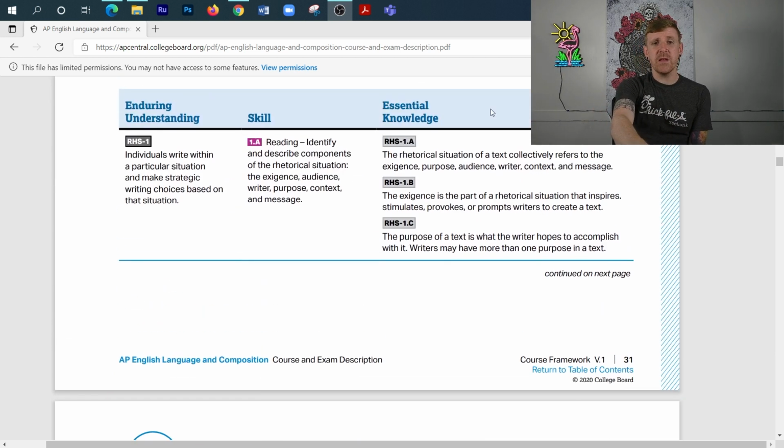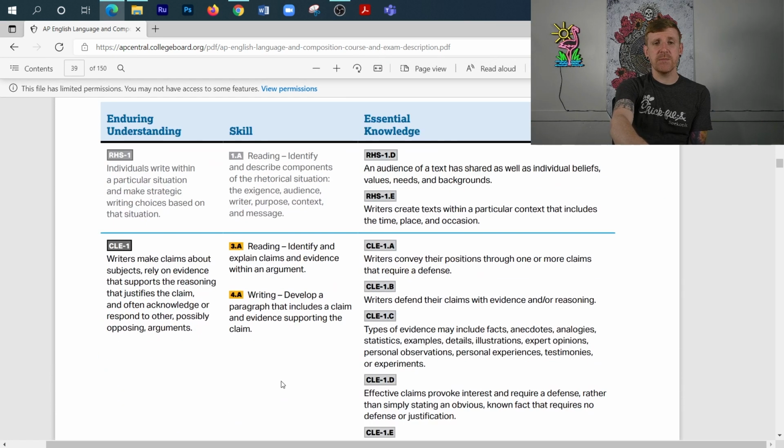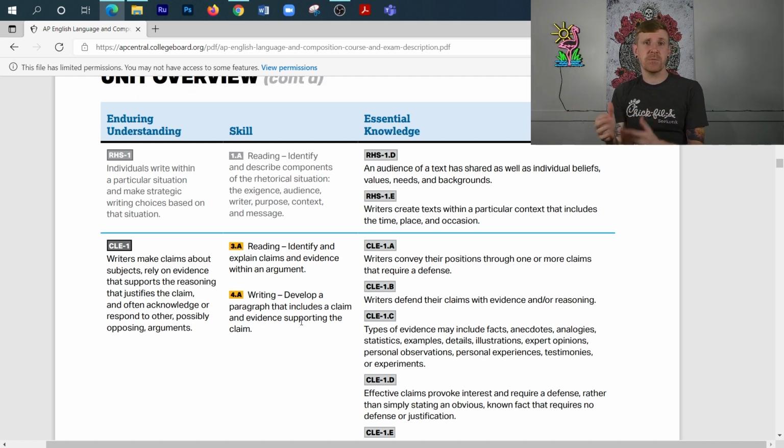Unit 1 for me looks like a study of the rhetorical situation, and I have kids making claims and providing evidence to say, hey, here's this part of the rhetorical situation, here's this part of the rhetorical situation. And then I will have kids identify the message and purpose and provide evidence for that.